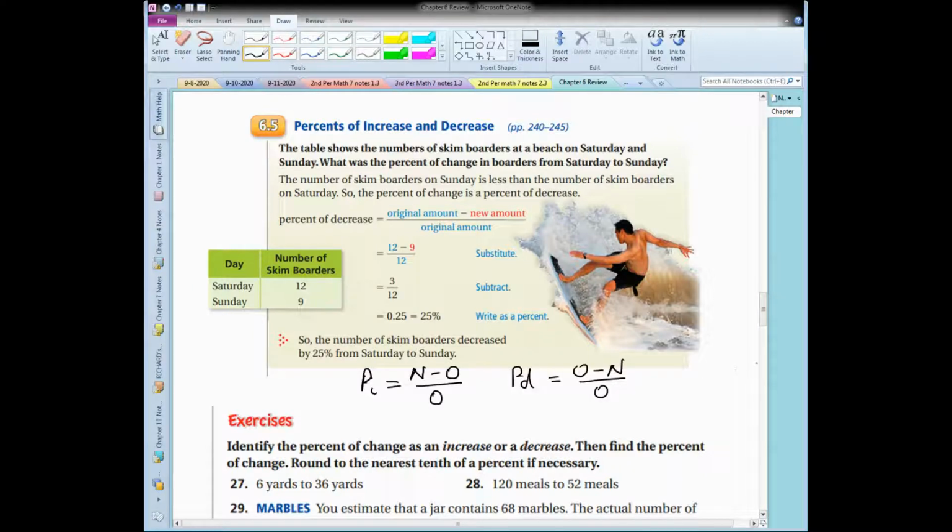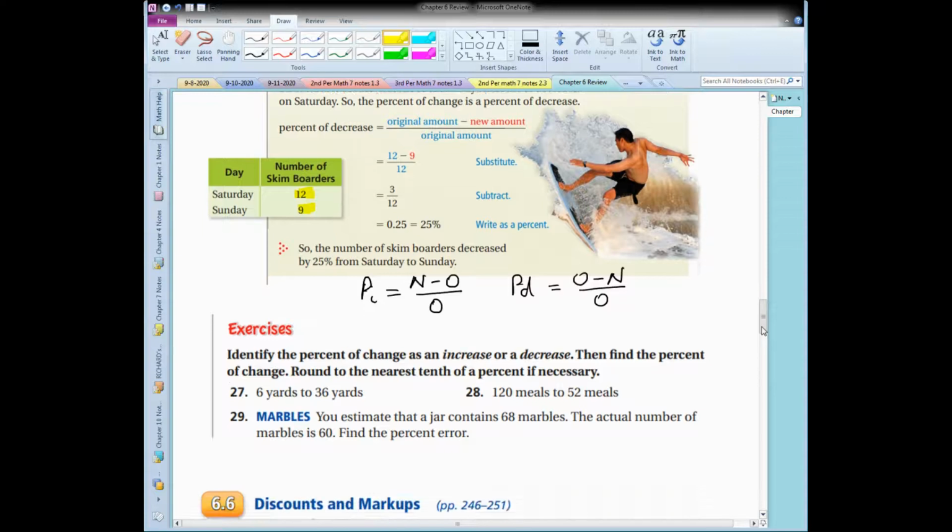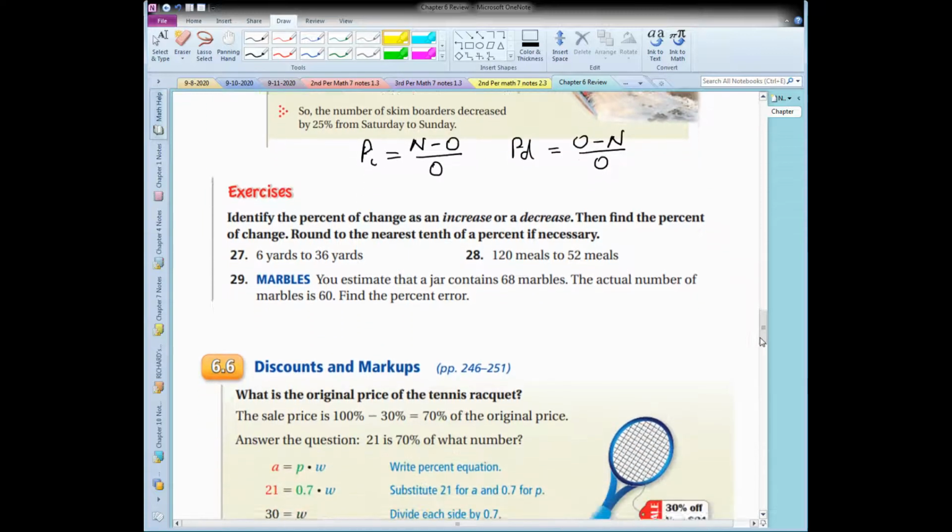You can read through the word problem. You can see that we're looking at a percent decrease problem because we're going from Saturday to Sunday, and the number of skim borders was less. And so we work through that problem. We can figure out the percent of decrease, okay? And there's some examples there, all right?